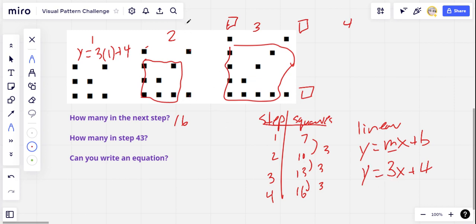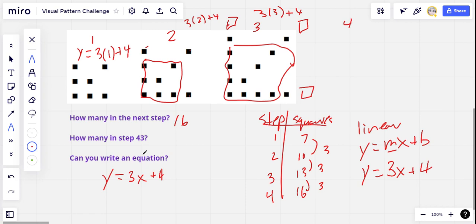So in step 2, that would be 3 times 2 plus 4. 6 plus 4 would be 10. Yeah, that's how many in step 2. How about step 3? 3 times 3 plus 4. Oh, sorry, 3 times 3 is 9 plus 4 is 13. So yeah, that would be 13 in step 3. So that works out. Okay, so our equation y equals 3x plus 4 appears to be working.